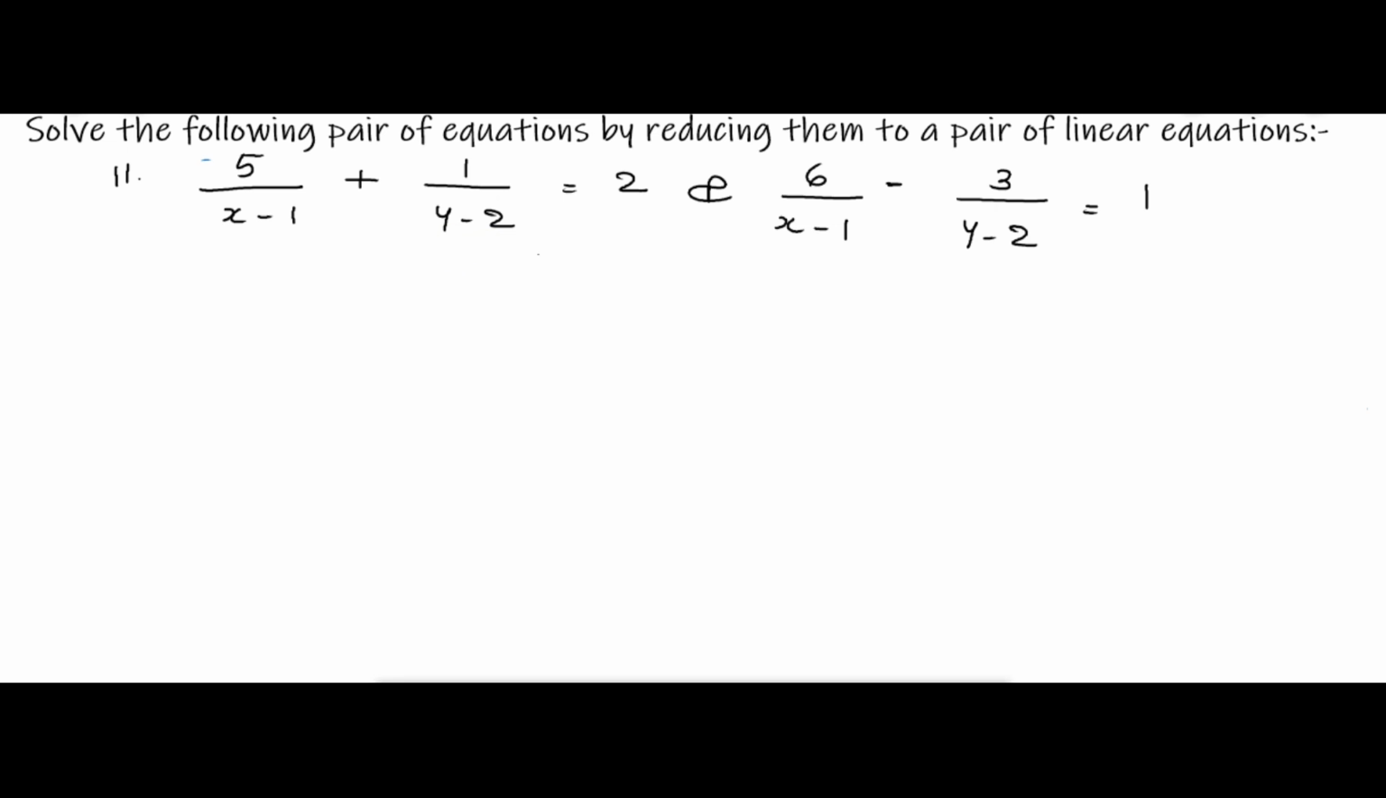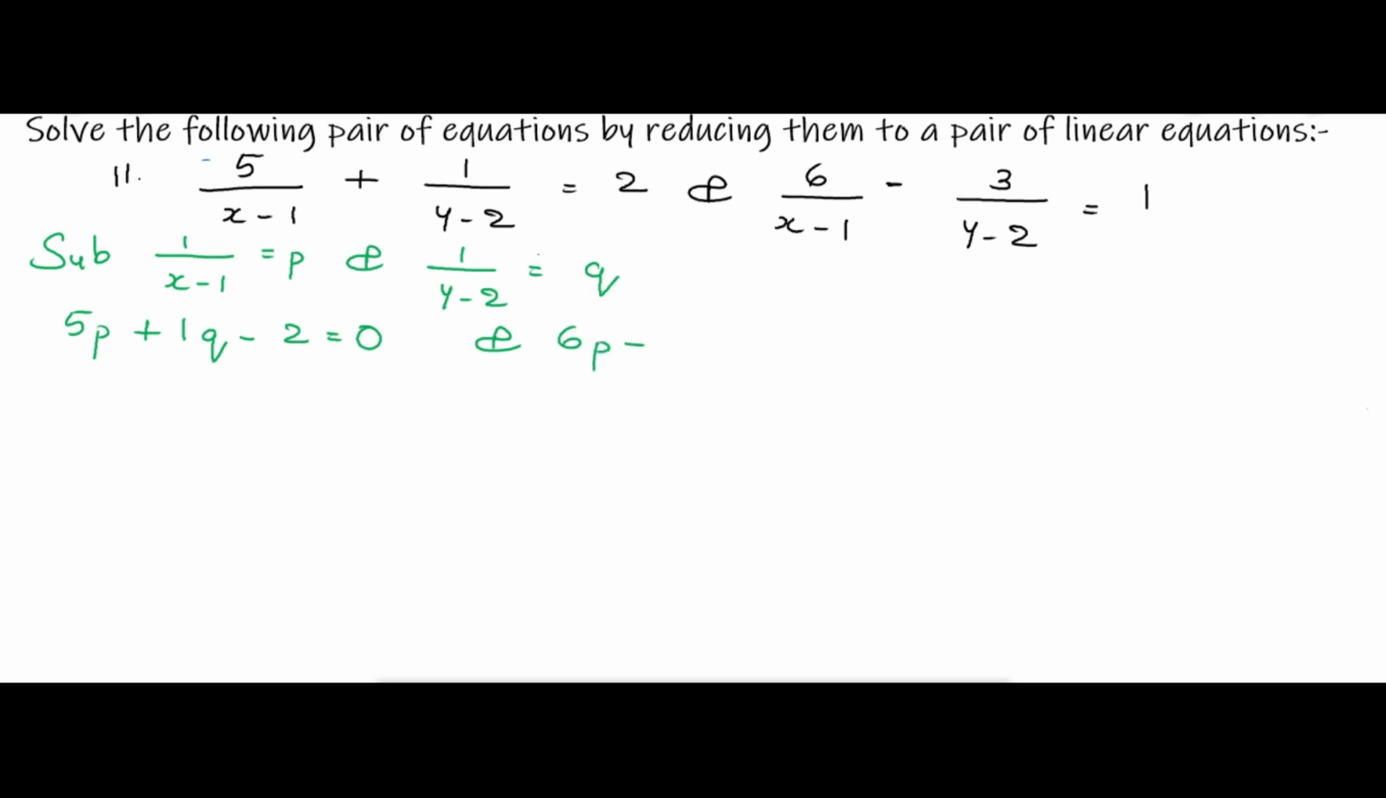So substitute 1 by x minus 1 equal to p and 1 by y minus 2 is equal to q. So instead of 1 by x minus 1 you have to put p. So your equation becomes 5p plus 1q minus 2 is equal to 0 and second equation becomes 6p minus 3q minus 1 equal to 0. Now you are going to solve these two equations in any manner.